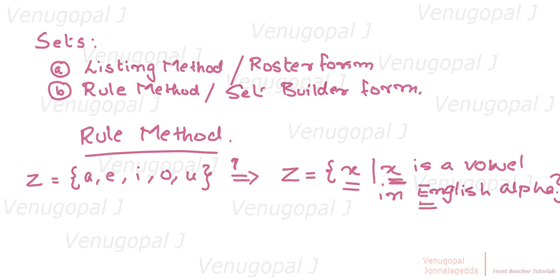So when you define it in a listing method, you define it this way, and when you define the same using a rule method, you define it this way. And how you read this particular set builder method, or the rule method, is: Z is equal to x such that, this bar sign is read as such that, x is a vowel in English alphabets.